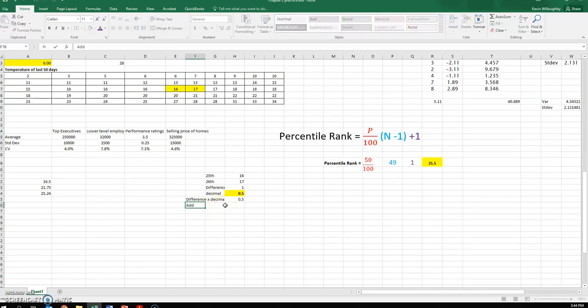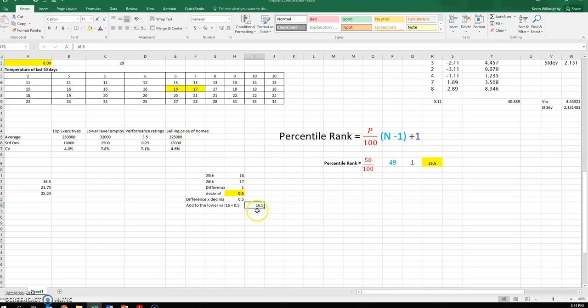With that multiplied number of 0.5, we always add it to the lower value based on our percentile rank value. So we're going to have 16 plus 0.5, which equals 16.5. So the 50th percentile equals 16.5.